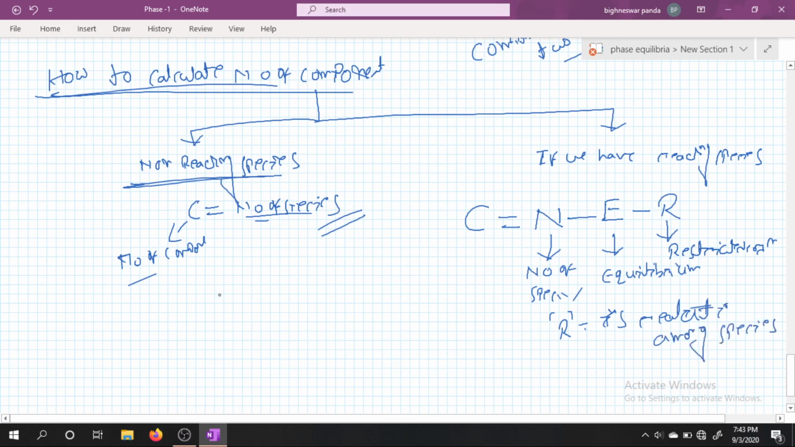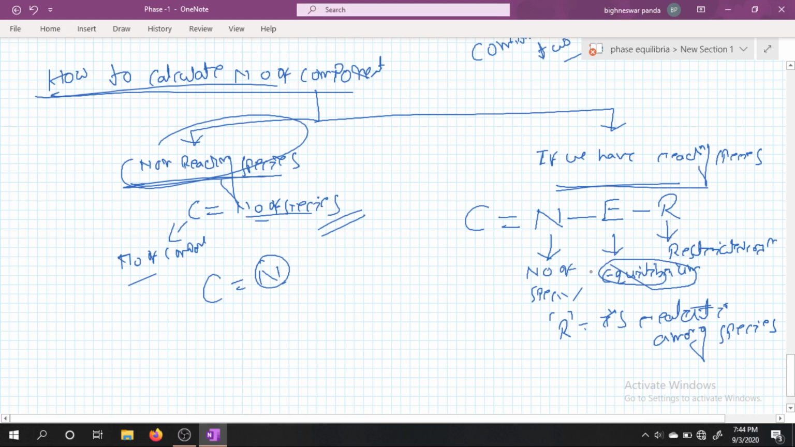So we have two formulas to calculate the number of components. If there are non-reacting species, I can simply write C is equal to n. Number of species is equal to number of constituents. If we have reacting species, then we have to use C is equal to n minus E minus R, where n is the number of species, E is the number of equilibrium reactions involved, and R is the restricted condition. This is the formula we have to use in order to calculate the number of components.